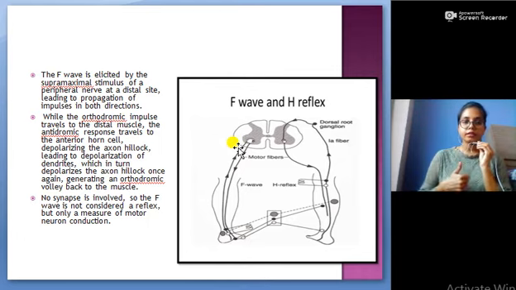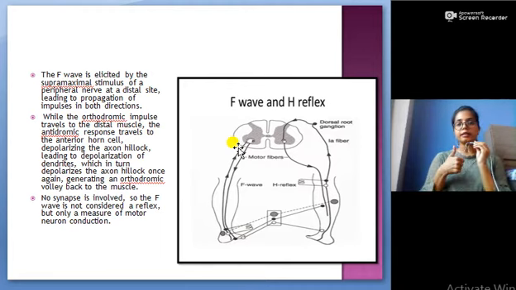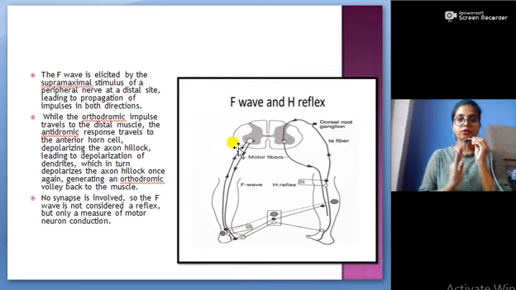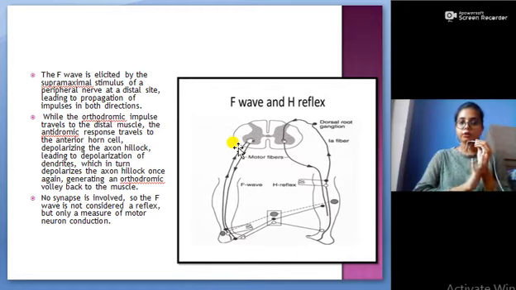The first event is, as it reaches the anterior horn cells of the spinal cord, there is depolarization of the axon hillock. The depolarization of the axon hillock then leads to depolarization of dendrites. From the depolarization of the dendrites, the direction is then again reversed to the depolarization of the axon hillock. Once this direction is reversed, an orthodromic impulse is generated that goes back to the muscle. There is no synapse involved, so it is not a reflex like the H reflex.